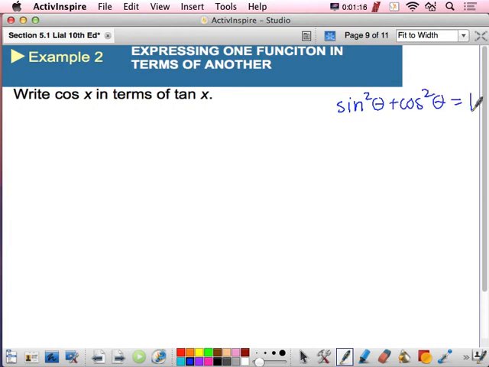And the good news is I have cosine. And so I could get cosine by itself, but it wouldn't have tangents in it. What would it have in it if I solved this one for cosine? It would just have sines in it. And I don't want sines, and there's not an easy relationship between sine and tangent. So let's look at the other one that has tangent. This one has tangent in it.